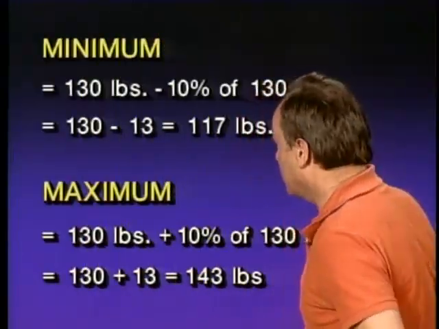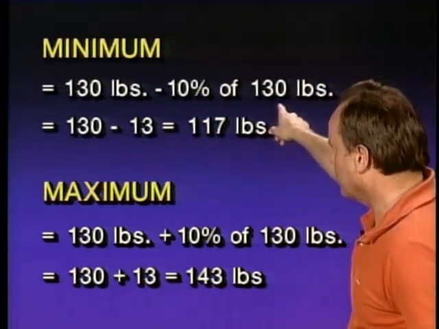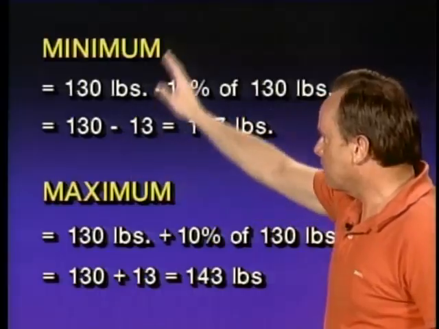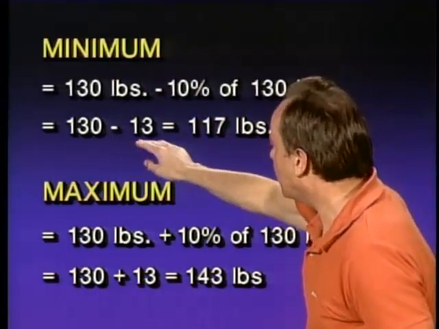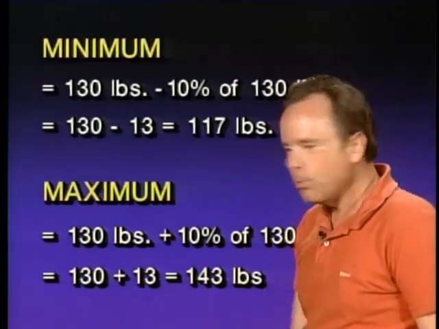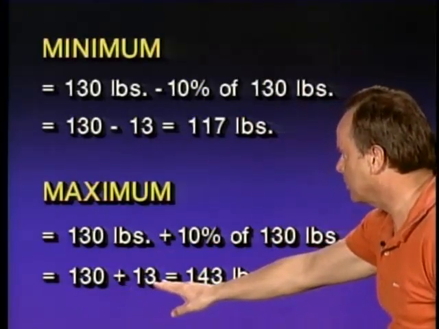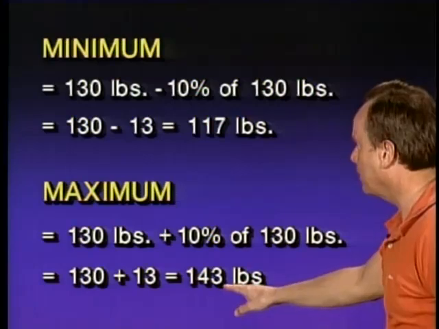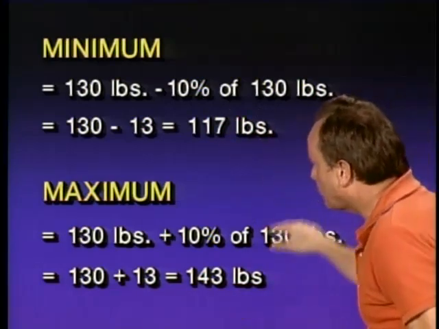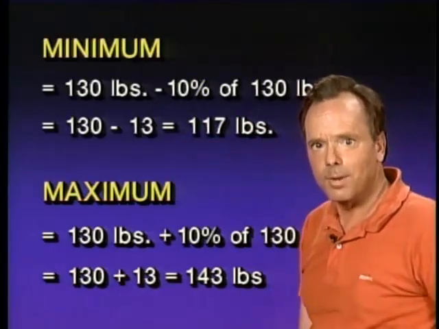So let's you and I figure out that range of acceptable cable tension. 130 pounds minus 10%, well, 10% of 130 pounds is 13 pounds. So the minimum would be 130 pounds minus 13 pounds, or 117 pounds. The maximum would be 130 pounds plus 10%, or 130 pounds plus 13, or 143 pounds. So the acceptable range is 117 pounds to 143 pounds.